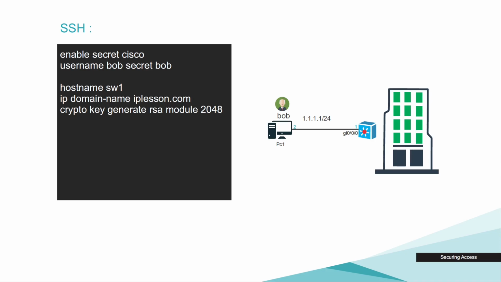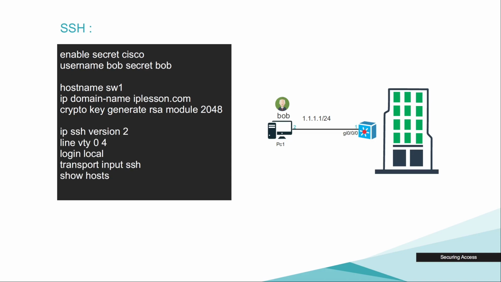The FQDN will be sw1.iplisten.com, and our switch will use that FQDN to generate the RSA key. In that key, it will use the FQDN, which is sw1.iplisten.com. The modulus here will be 2048. I believe that SSH doesn't accept any modulus below 2048. Next step is to enable SSH version 2.